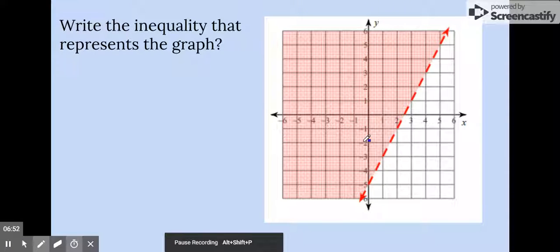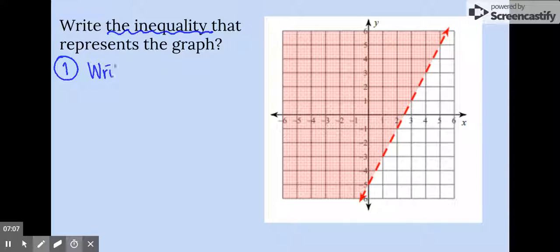All right, let's go backwards. Now you have a graph, and now we need to find the inequality. We need to write an inequality, but don't worry about it. You just find a line, copy it down. Write an equation first, because we know the equation of the line. Write the equation of the line.